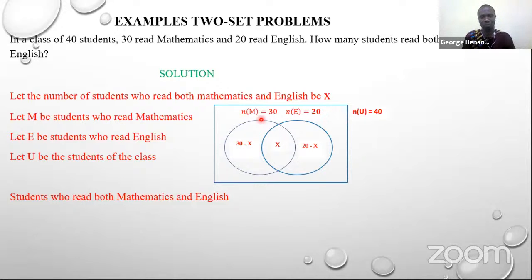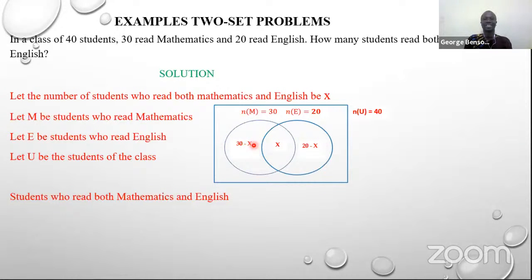So as you can see, I have n of M is equal to 30. It simply means that the number of students doing mathematics is 30, as the question gave us. And you can see n of E is equal to 20. So it simply means the number of students reading English is 20. Then you can see the n of U, that's the total number of students in the class, outside here. Then you can see our x, that's representing students who read both English and mathematics in this region.